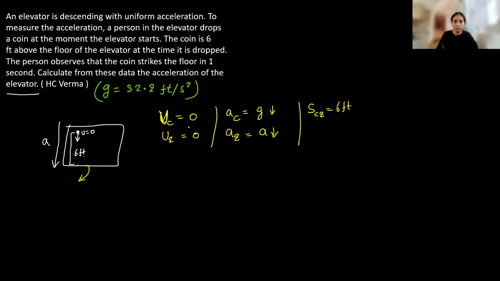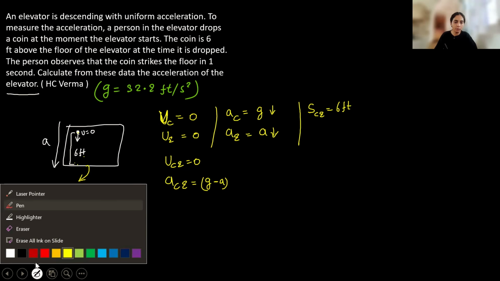Sorted. Now let us calculate the relative quantities. The relative initial velocity of the coin with respect to the elevator is 0, and the relative acceleration of the coin with respect to the elevator will be equal to how much? That is going to be your g minus a. Done. So this is this thing.